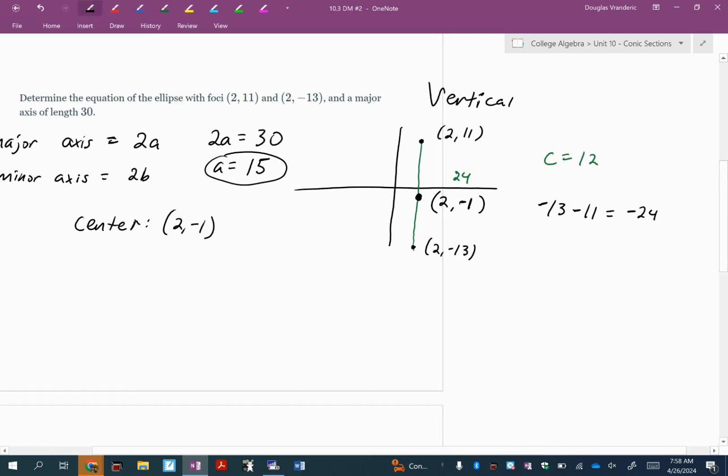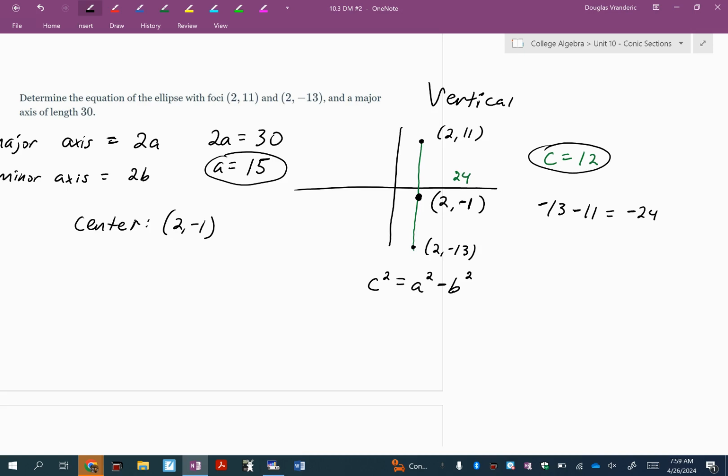Now, I've written down a couple of things. I wrote down A. I wrote down C. This is the hard part here. And what I told them yesterday, they have to memorize this. They need to know that C squared is equal to A squared minus B squared. They need to memorize that. That's the relationship between those lengths of those axes. So you just got to memorize that. I'm not expecting them to know it yet, but for the test in a couple weeks, got to memorize it.